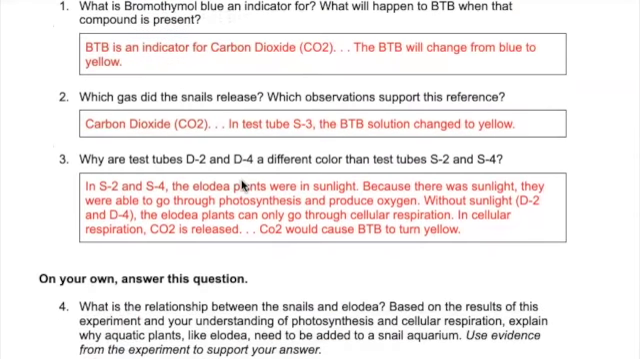So question 2 says, which gas did the snails release? Which observations support this reference? So what gas did the snails release? Well, it's carbon dioxide.